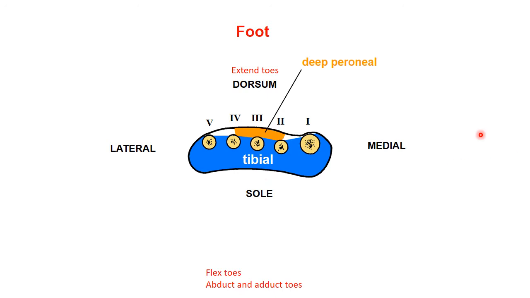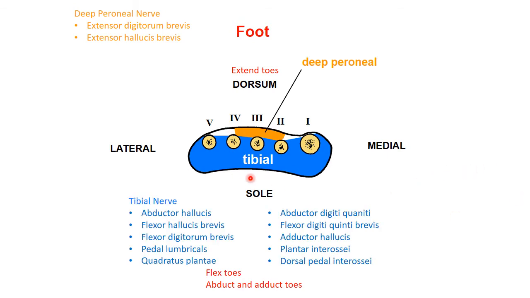So on the dorsum side, we have extensors, the extensor digitorum brevis and hallucis brevis. Those are going to be innervated by deep peroneal, and they extend the toes, obviously. On the sole side, we have a whole group of them. The abductor hallucis, I mean, we could read them off, but you can read them yourselves. Some words that we haven't seen before. Digiti quinti just means little toe.